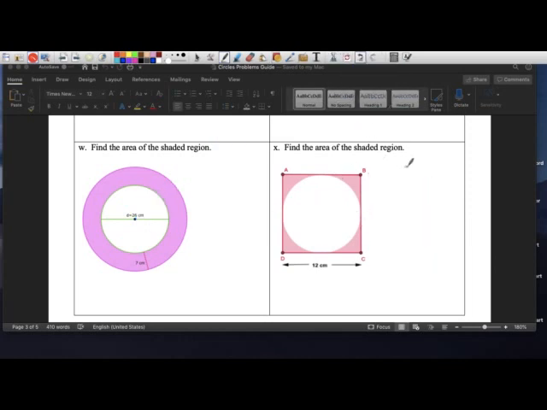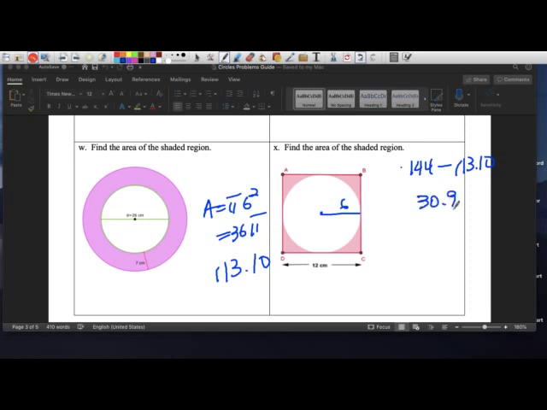The area of the rectangle is 12 squared, or 144, so that's easy. Minus, we've got to find the area of the circle. Well, the circle has a radius of 6, right? Because the diameter is 12. So pi times r squared, or 6 squared, or 36 pi, and that's going to give me 113.10. So I'm going to subtract 113.10 because that's the area of the circle. So 144 minus 113.10 is 30.9. So the shaded region that's left over is 30.9 centimeters squared.